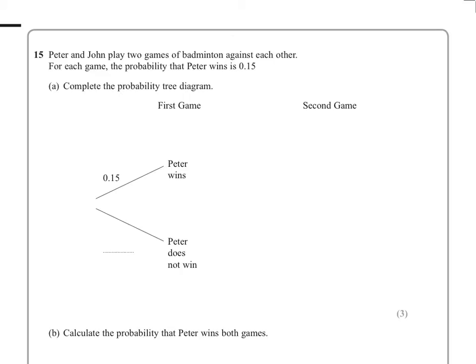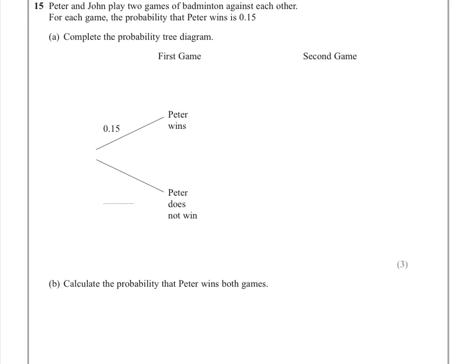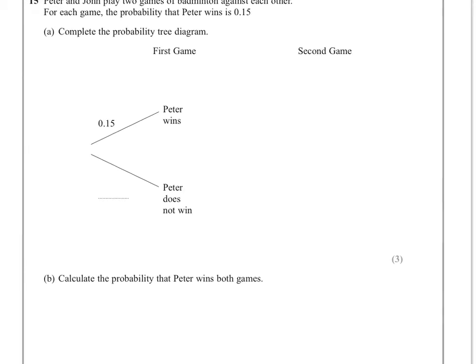Peter and John play 2 games of badminton against each other. For each game, the probability that Peter wins is 0.15. Complete the probability tree diagram. Well, Peter wins 0.15. If they're playing a game of badminton, either Peter wins or does not win. So therefore, the probability he does not win is 1 minus 0.15, which leaves me with 0.85.